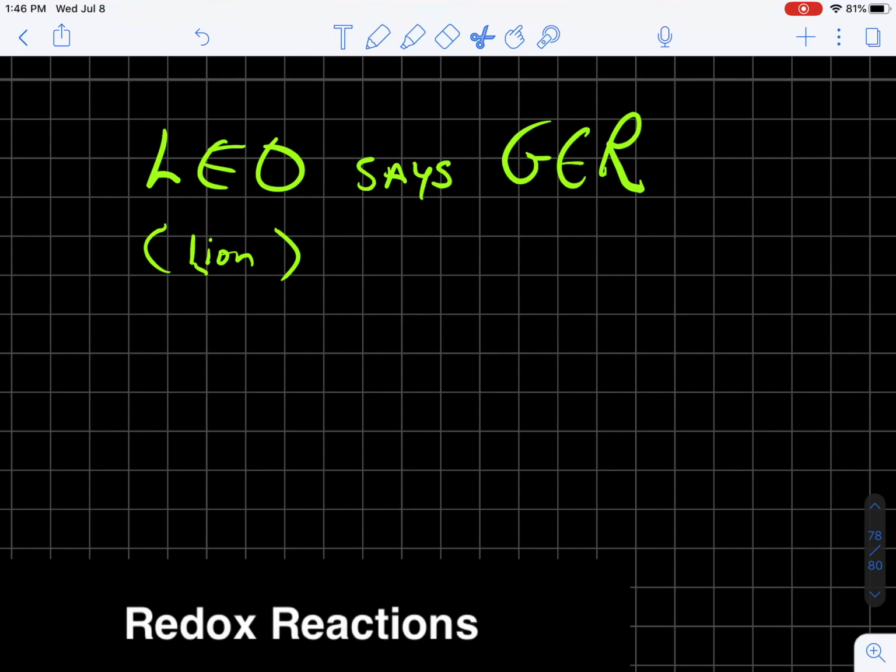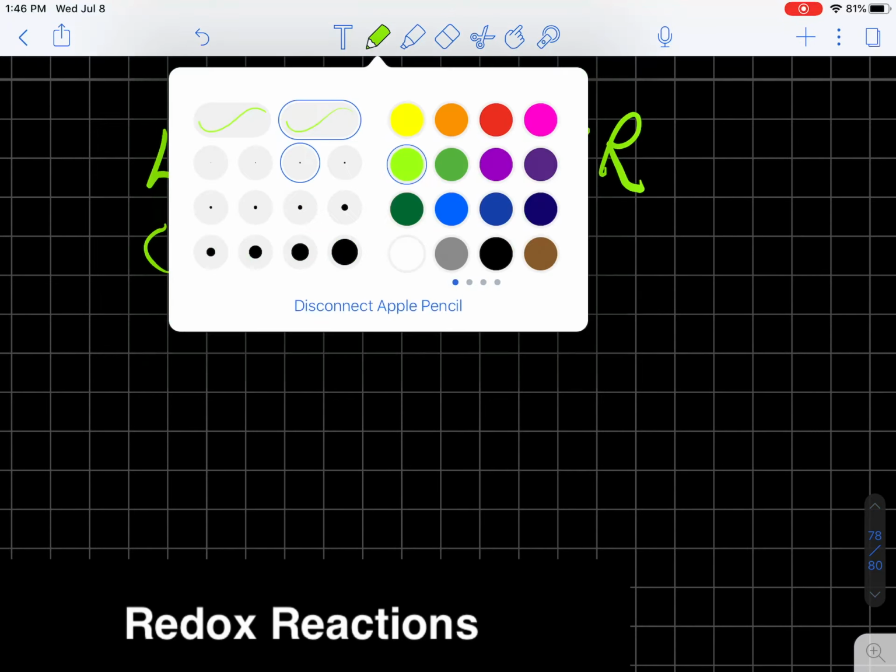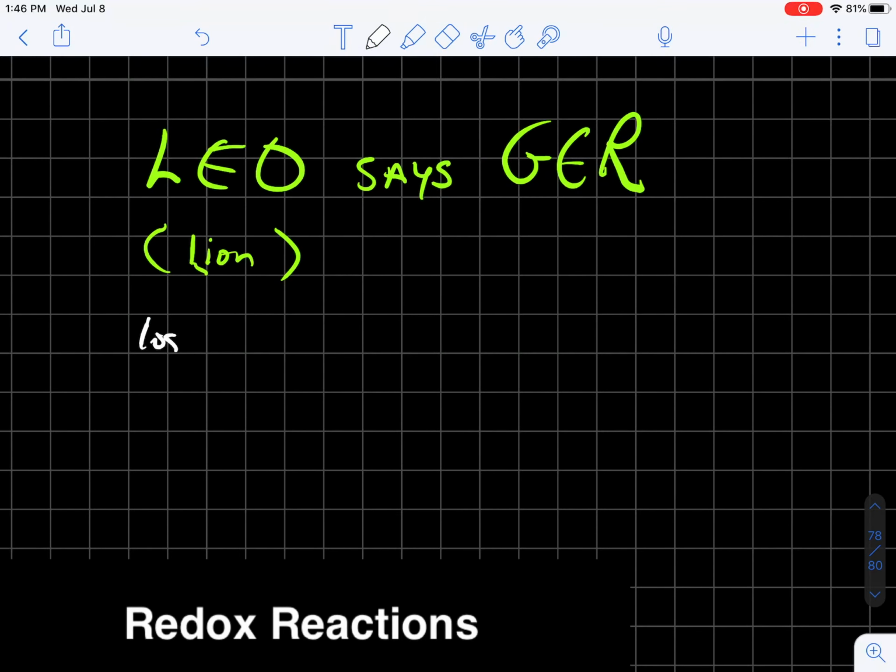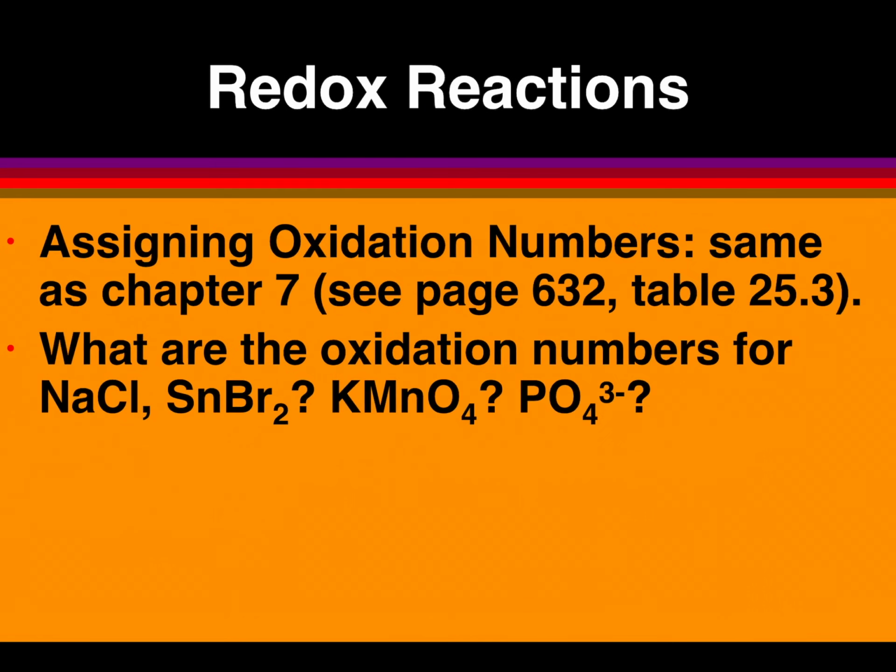Now, Leo, the lion, is a sign of the zodiac, and lions, of course, growl. So the grr is supposed to represent a growl. And the Leo part stands for, if you lose electrons, then the atom undergoes oxidation. And the GER stands for, if you gain electrons, then the atom undergoes reduction. So I don't remember it that way, but a lot of people do. So you may have seen that before, and if not, you'll probably see it in AP Chem. Leo says grr.